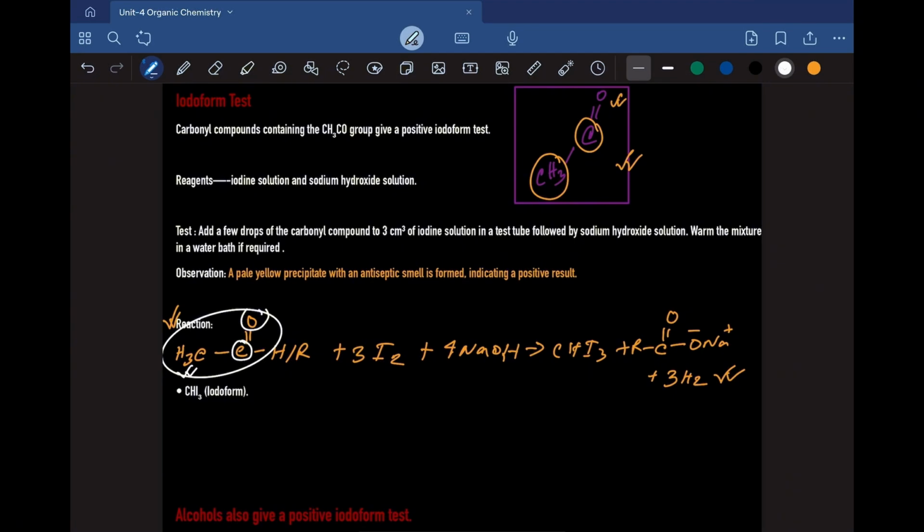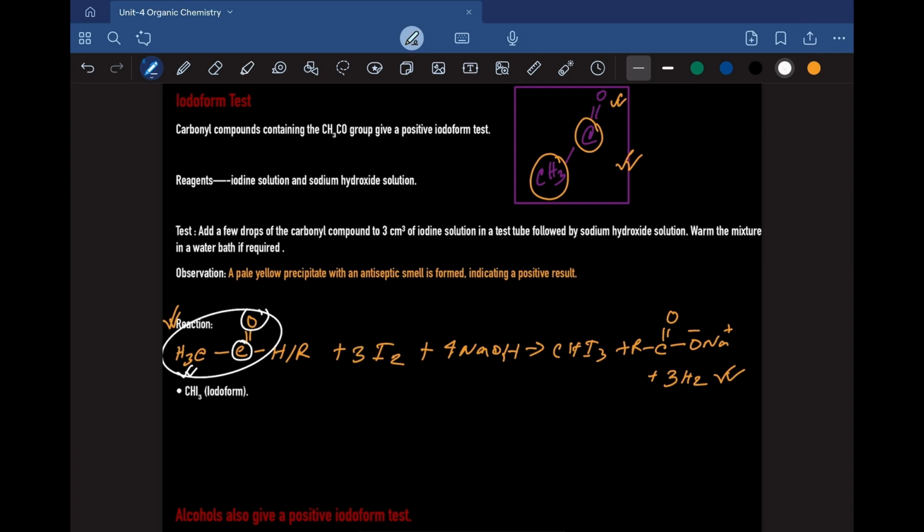Let's say propanal. If we take propanal, ethanal is the only aldehyde that gives a positive iodoform test. Propanal doesn't give a positive iodoform test. Why doesn't it give a positive iodoform test?